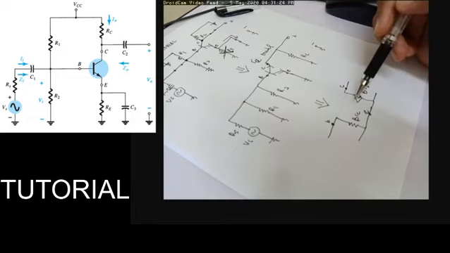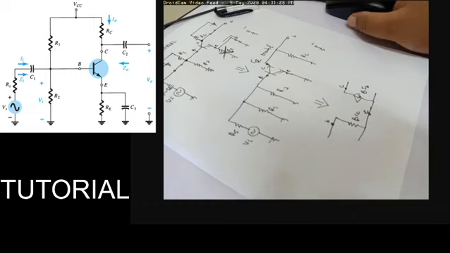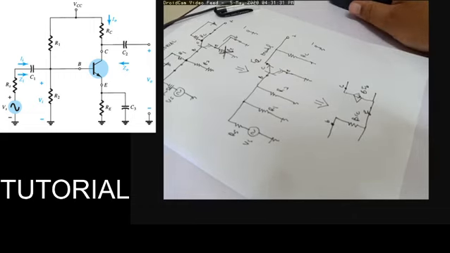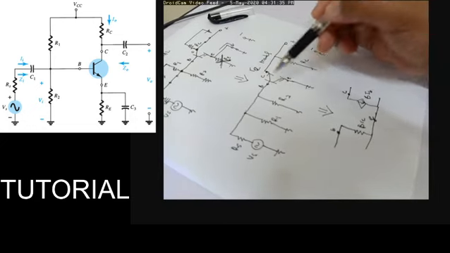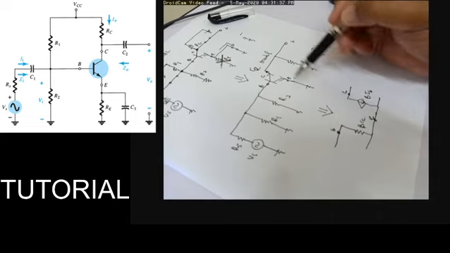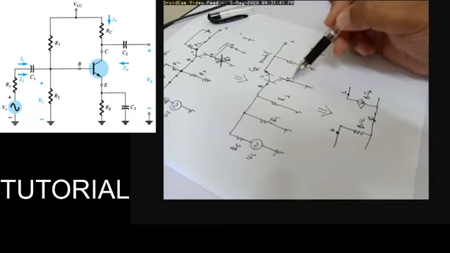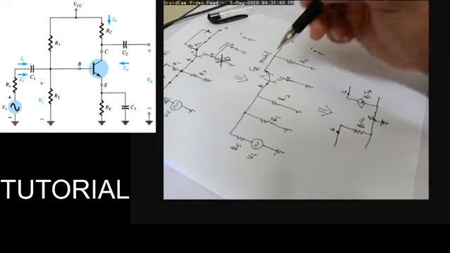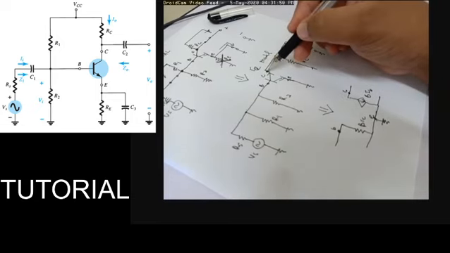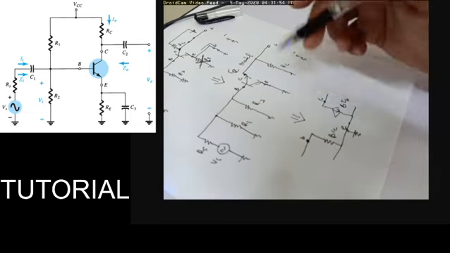So where is the base? The base is here. You can see the base point is here, and this is here. The emitter point is here, and this is here. You can see the emitter is directly connected to the ground, so we can drag it to the ground. And you can see the collector. This is collector. This is our re model.